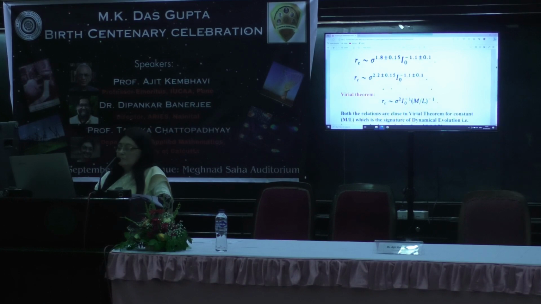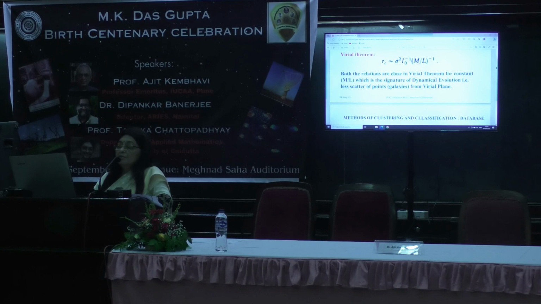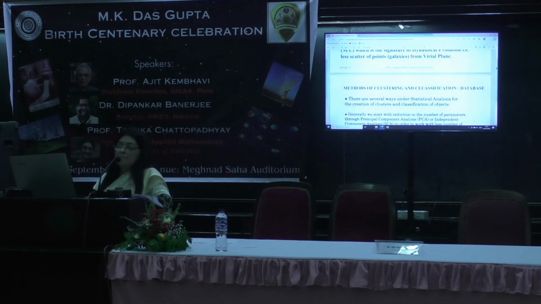Now there are some scaling relations among the globular clusters, that is one kind of star cluster whose age is comparable to the age of the galaxies, provided the mass to light ratio is constant. So both the relations are close to the virial theorem for constant mass to light ratio, which is the signature of dynamical evolution, that is, less scatter of points from the virial.